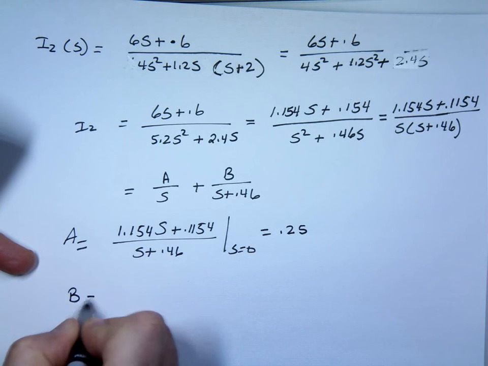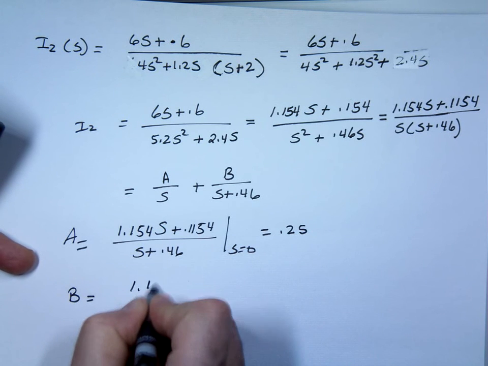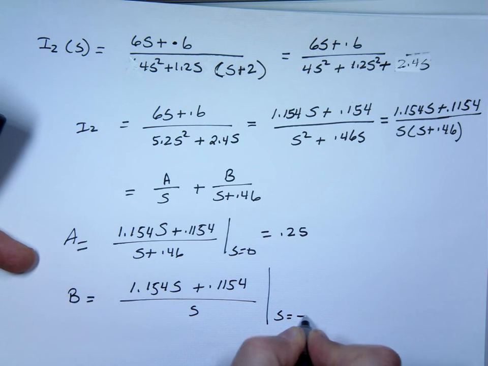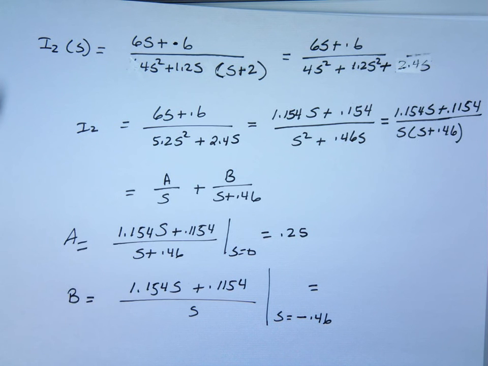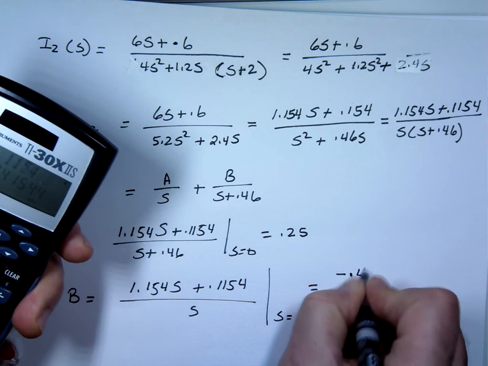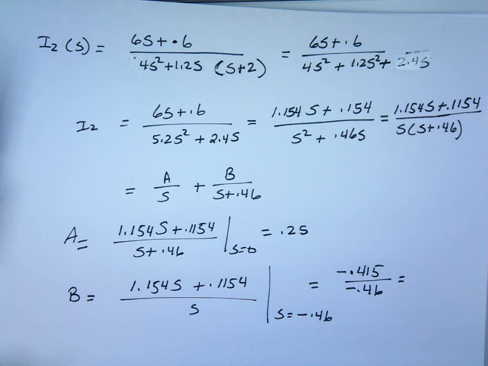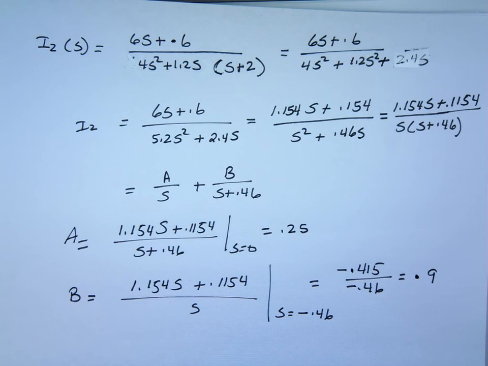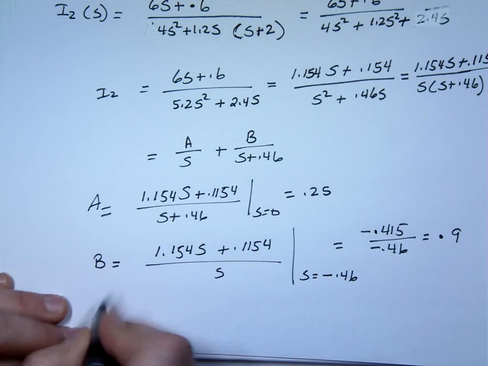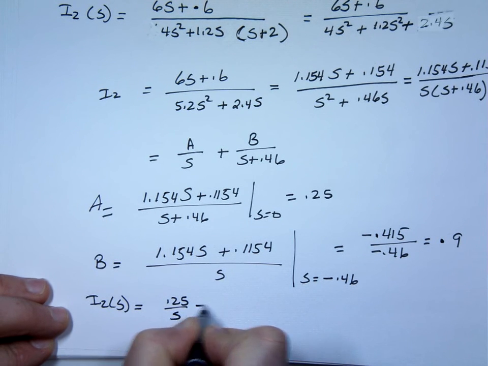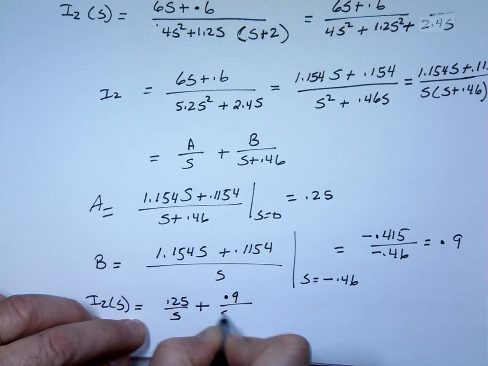And to get B, B is sitting on top of S plus 0.46, when S equals negative 0.46. Which is the top negative 0.415. The bottom is negative 0.46. 0.9. So the answer will be I sub 2 as a function of S, which is 0.25 over S, plus 0.9 over S plus 0.46, which means I sub 2 as a function of time.